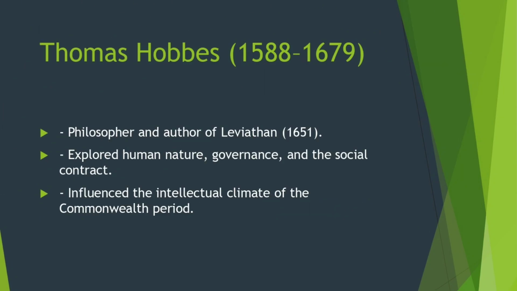Next, we have Thomas Hobbes. Thomas Hobbes was born in 1588 and he died in 1679. He was a great philosopher, and he was also considered a politician as well. But most importantly, we know him as a great philosopher. He was the author of Leviathan, which was published in 1651. This work, Leviathan, explored human nature, governance, and the social contract. This influenced the intellectual climate of the Commonwealth period.